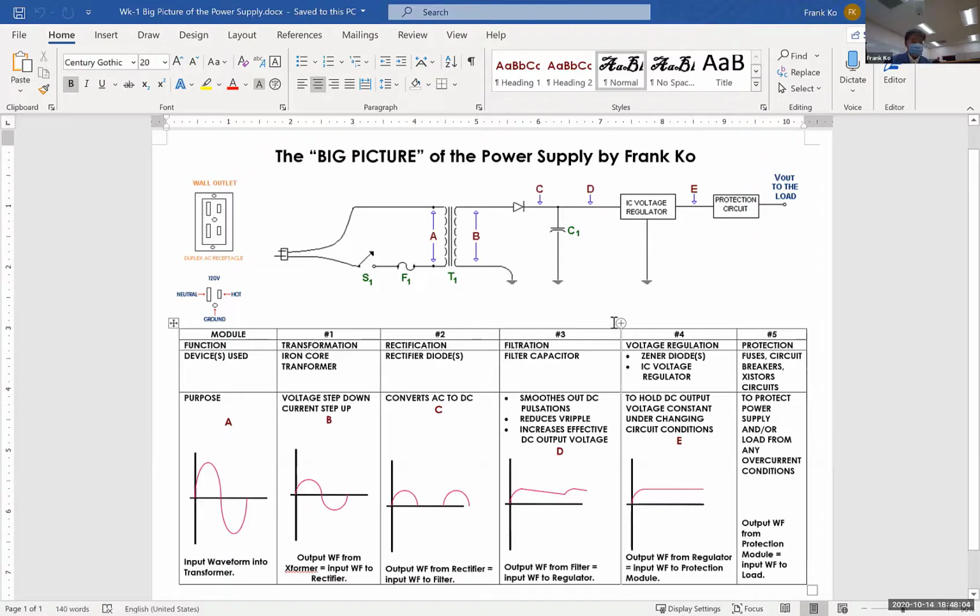Open notes, not to this piece of paper, but if you take the time to write this into your journal, yeah, okay. Wow, better update that journal. Okay, good job. All right, any other questions regarding the big picture of the power supply?